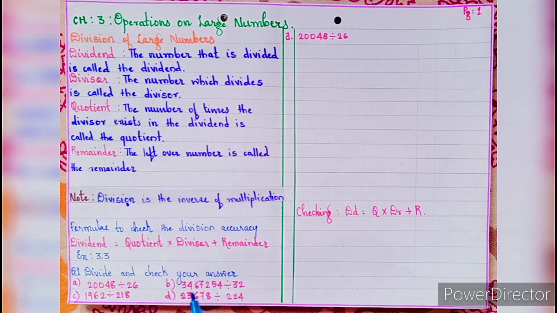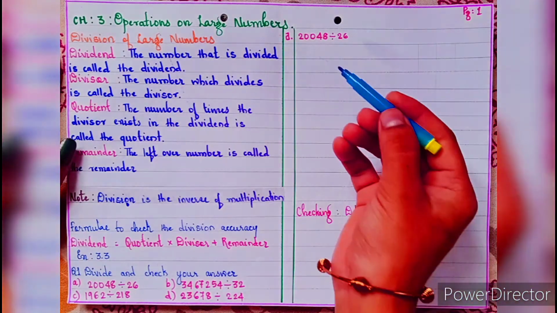Division is the inverse of multiplication, meaning the opposite of multiplication. Again, you know, we can check whether the division is correct or not. So how can it be done? It can be done by using this formula: dividend is equal to quotient into divisor plus remainder. So after dividing, whatever terms we get, we have to substitute into this formula and simplify, and that tells us whether our example is right or wrong. Okay, so let's go ahead now.